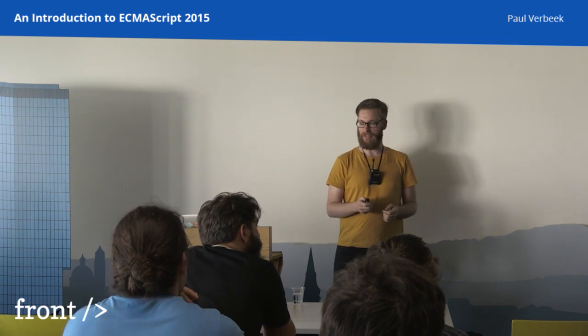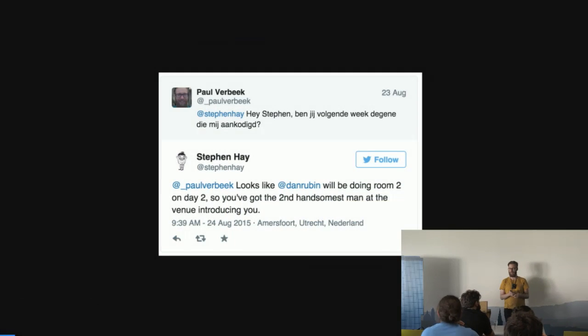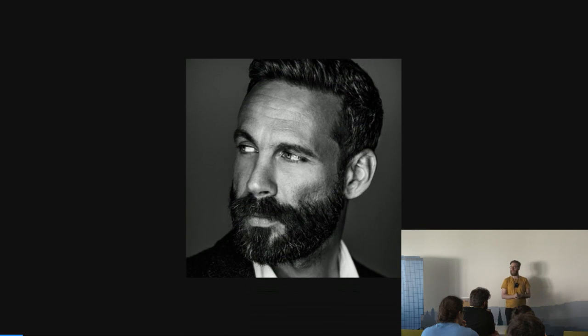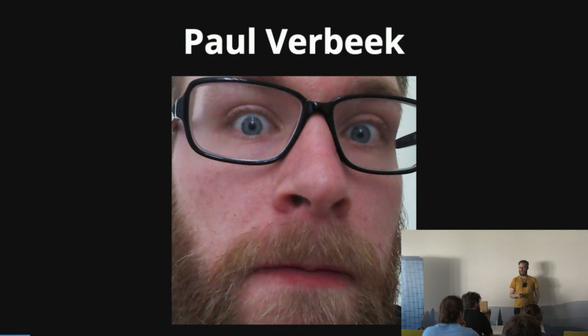But before I begin my presentation, I asked Stephen who my MC was going to be, and he said it's going to be Dan Rubin, so the second handsomest man at the venue. Yeah, I think he thinks he's the handsomest man himself. So then I looked up his profile picture and I saw this. I thought, yeah, well, that's a very cool beard. And now I'm disappointed. Now I see him. So why? That's not true. But this is me.